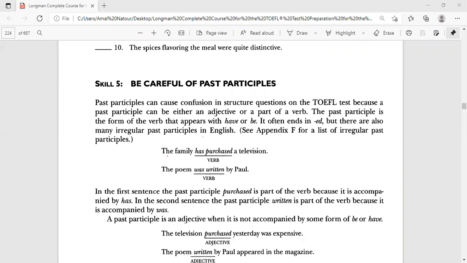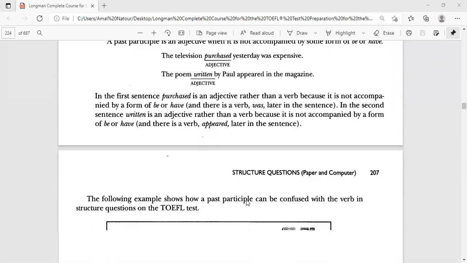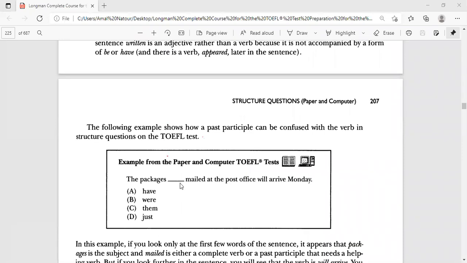Here in the second sentence, written is an adjective rather than a verb because it is not accompanied by a form of the verb to be or the verb to have. And there is a verb, appeared, at the end of the sentence. Now, let's look at this example.